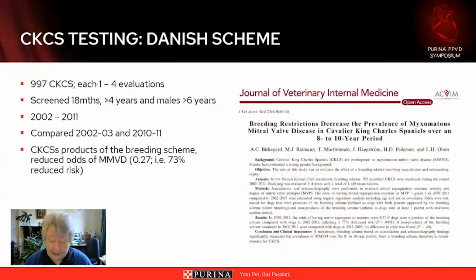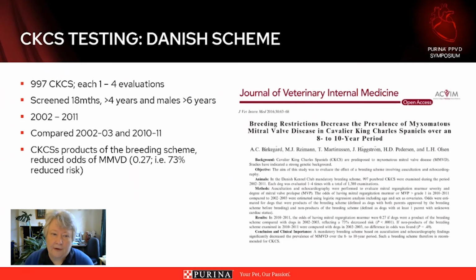In contrast, the Danish scheme was very, very successful. So this is Lisbeth Olsen's group. I've mentioned them a couple of times before. They do some amazing work. But they actually had similar restrictions. They advised against breeding from young dogs that had onset of mitral valve disease.